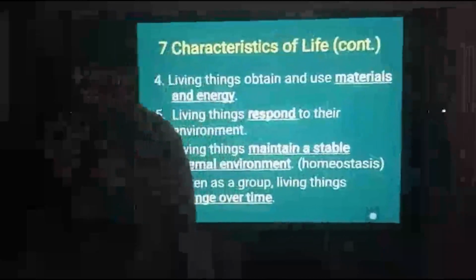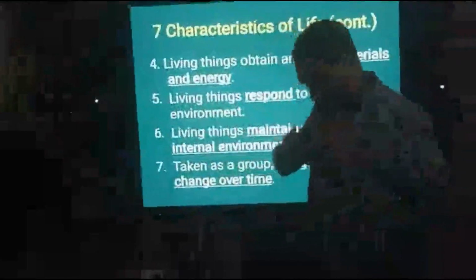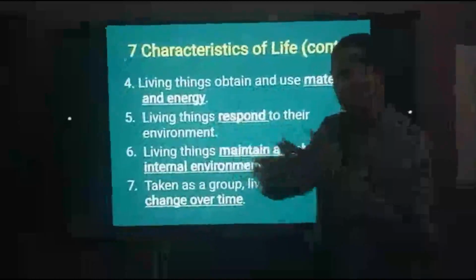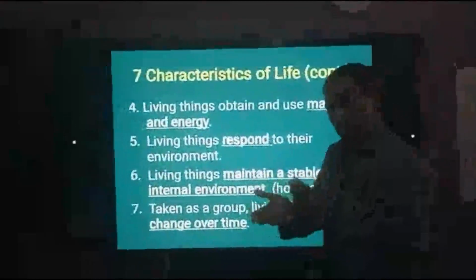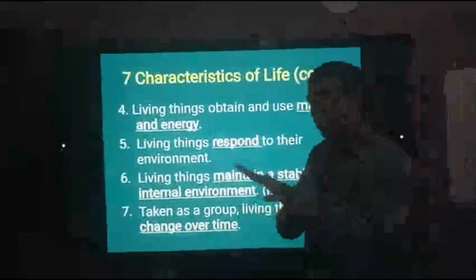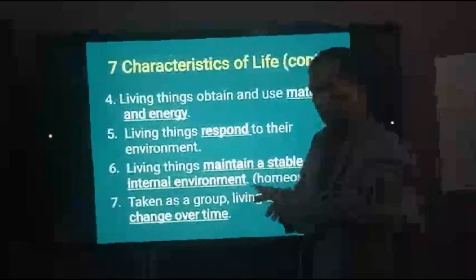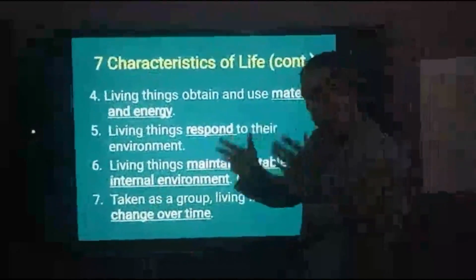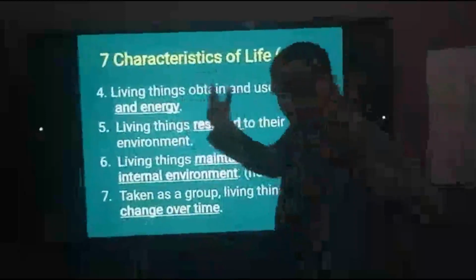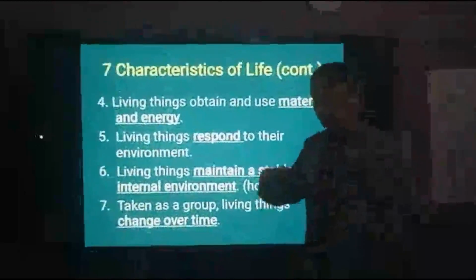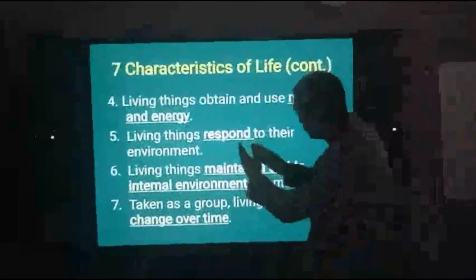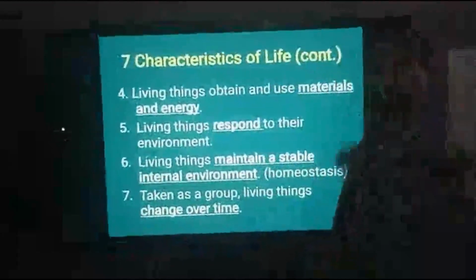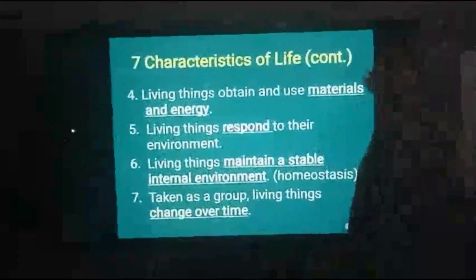Why? Because we have different types of organs and parts, with different types of functions. These functions should be done according to a regular system, or a regular curriculum. To do those functions in a regular way, our body, or living things, should maintain a stable internal environment. For example, if you eat plenty of sugar, what will happen to you?